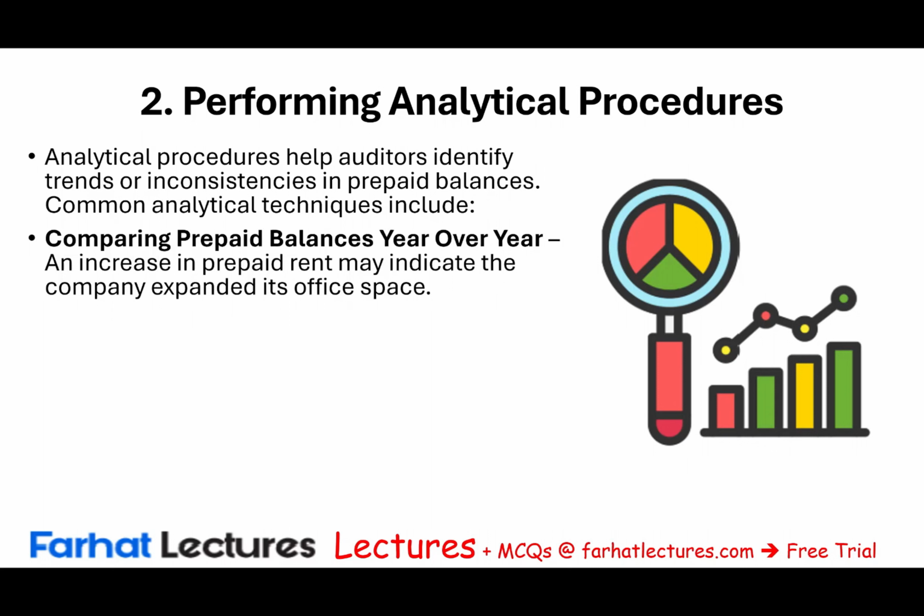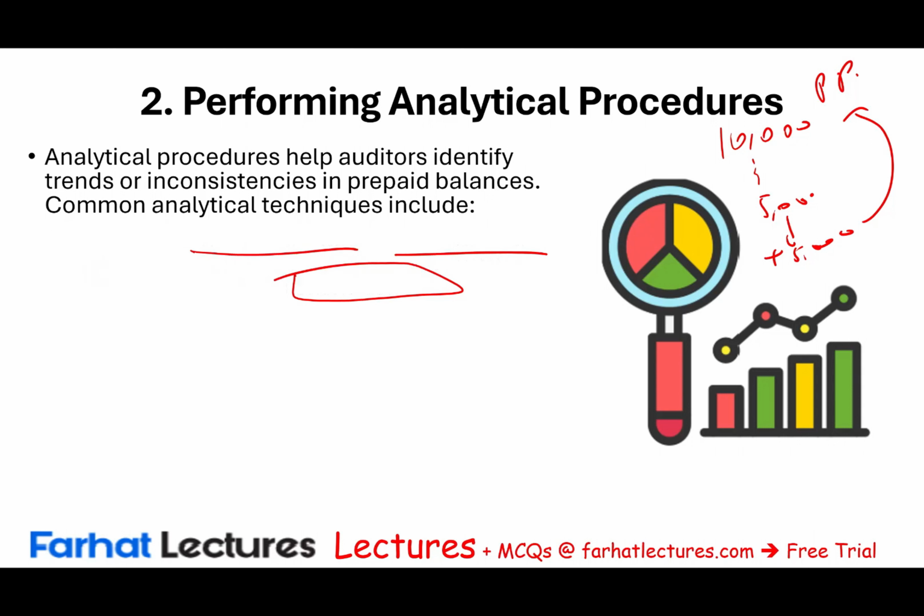We could compare the prepaid balance year over year. Well, prepaid, again, it's a small amount and it should stay the same. So if we have 10,000 of prepaid insurance, as 5,000 expires, the company most likely will add another 5,000. So the balance should be around 5,000. So the balance should be the same. Now, if the company is expanding, for example, they might have more prepaid rent. But in the absence of things, prepaid should stay balanced from year to year.